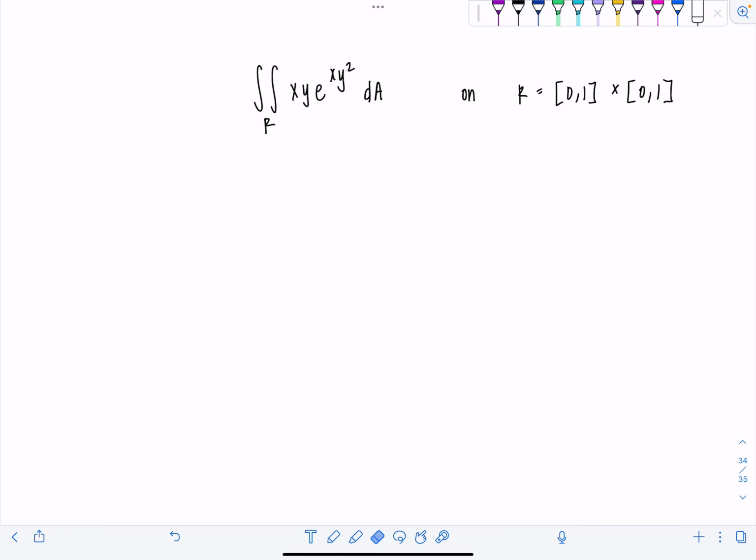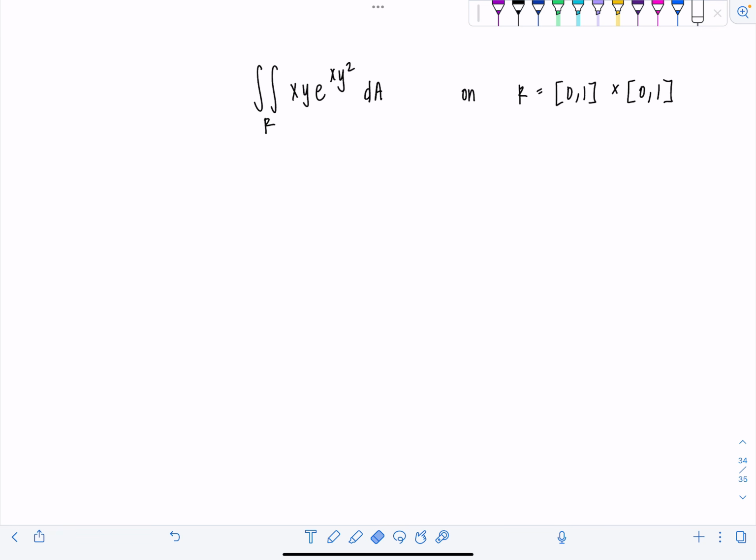I decided, let me not ignore the poor Calc 3 people. Maybe they want to see a double or triple integral one of these days, and we're going to just start off nice and gentle with a little double integral over a rectangular region. So we have the double integral over R of xy e to the xy squared dA, and R is just the square in the xy plane from 0 to 1 by 0 to 1.